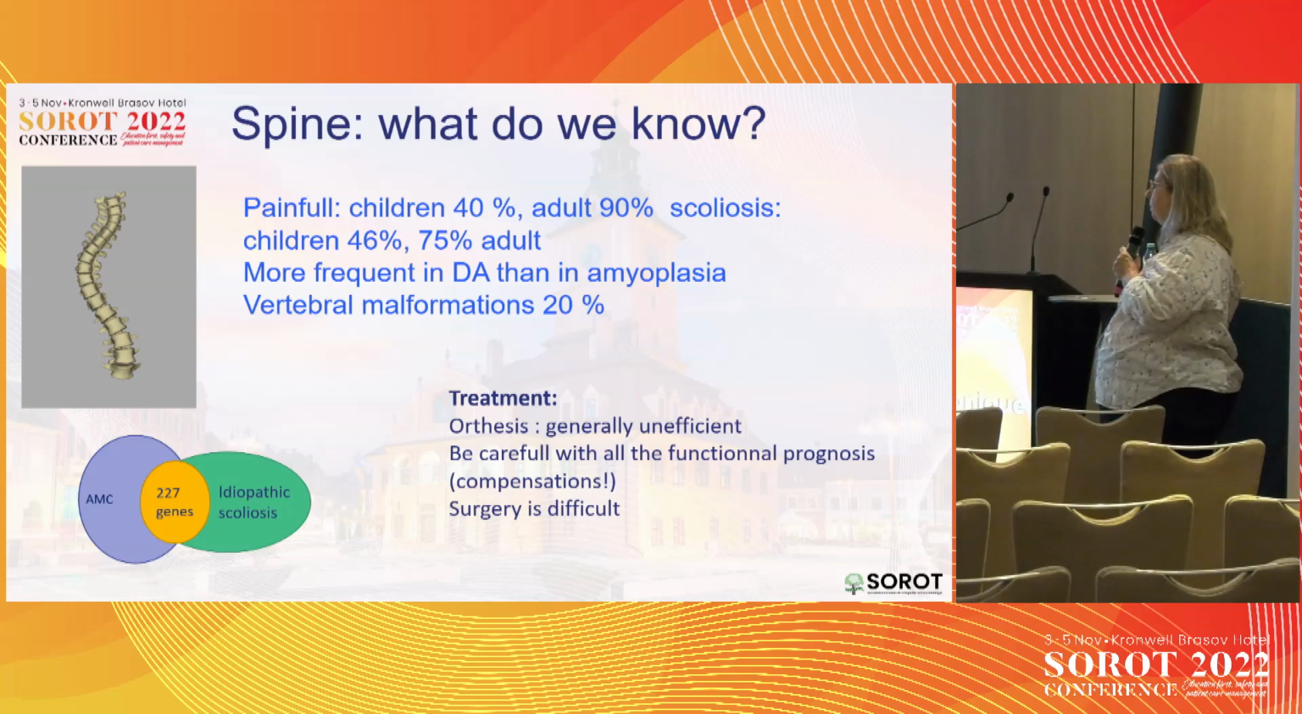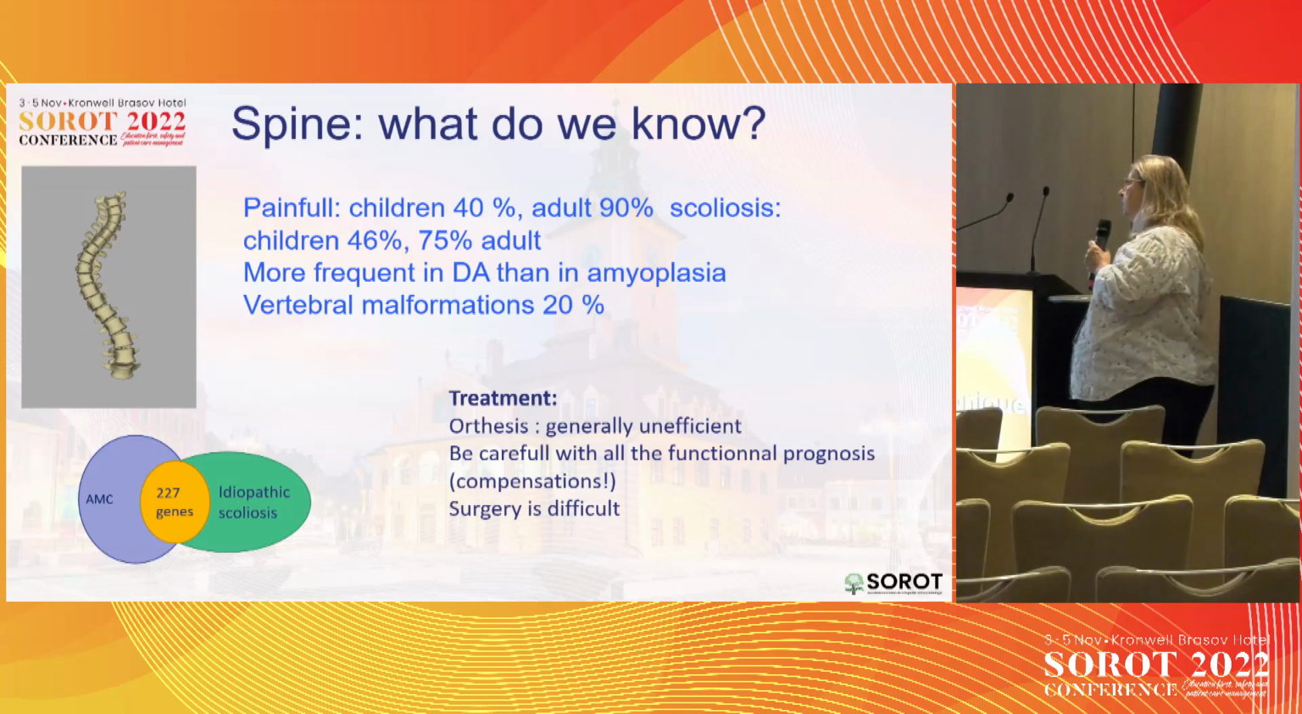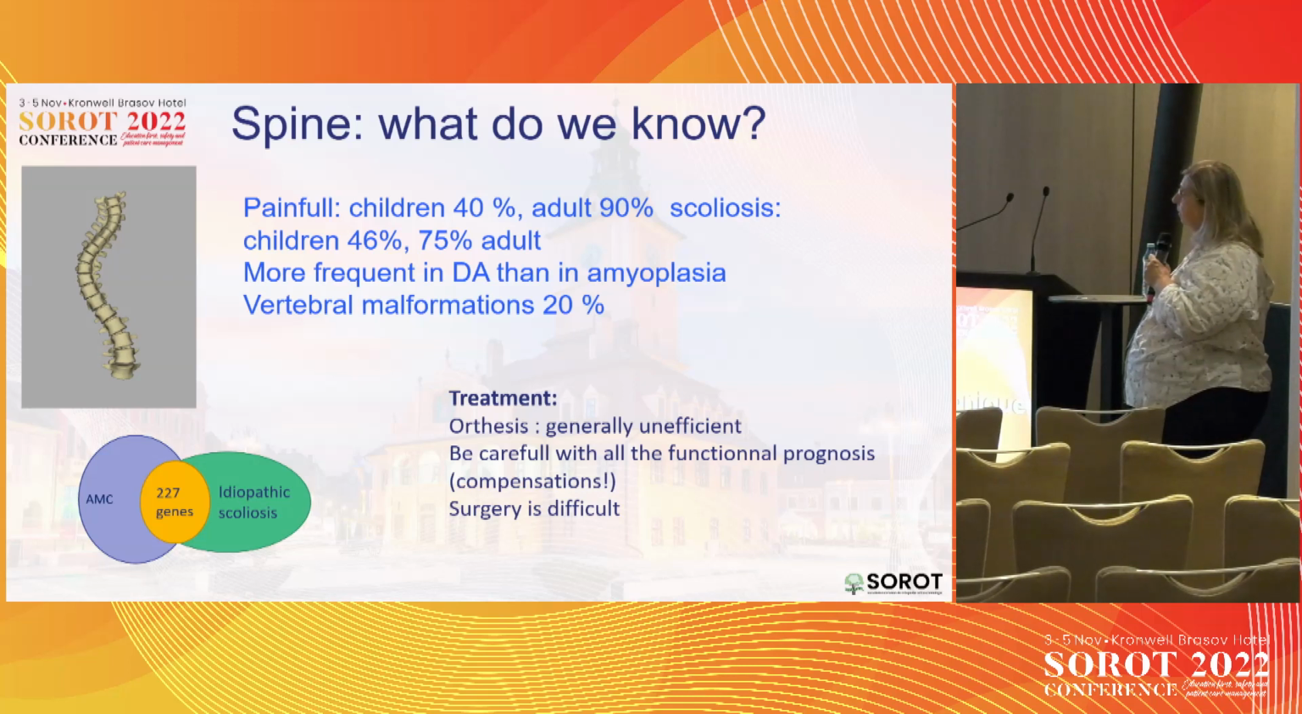It's vertebral malformations, 20%. It's very often scoliosis. We found in our register 46% in children and this in adults. So it's more frequent in arthrogryposis in DA than in amnioplasia. There are a lot of genes you can find in both pathologies, idiopathic scoliosis and AMC.